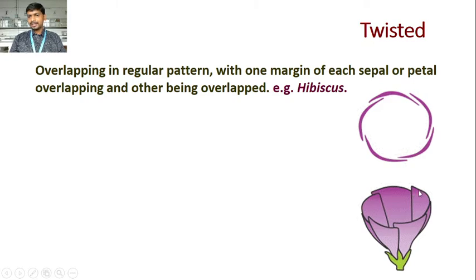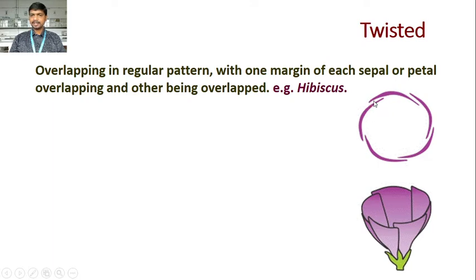Similarly, for the adjacent sepal or petal, one margin is on the outer side and its other margin is towards the inner side. So this is the twisted estivation, overlapping in a regular pattern, with one margin of each sepal or petal overlapping and the other being overlapped. Okay, so this is the twisted estivation, where the regular overlapping is seen. Do you get it?